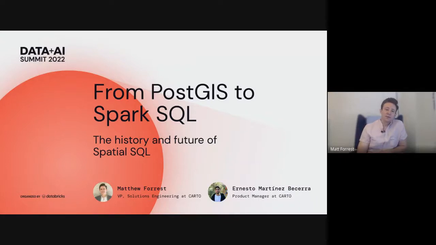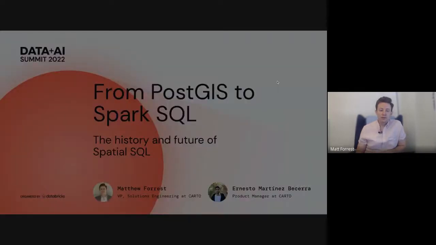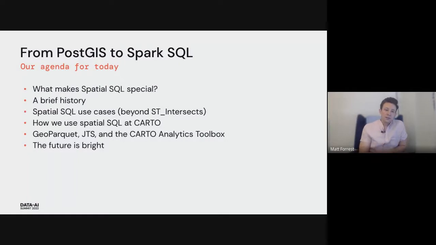Great, and today we're going to talk about the history and future of Spatial SQL from PostGIS to Spark SQL. So just to briefly go over our agenda for today, we're going to talk about what makes Spatial SQL special, go over a brief history of geospatial operations in SQL, talk about some different use cases beyond just ST-intersects, which is probably one of the most common use cases for Spatial SQL. We'll talk about how we use SQL at CARTO, and then some different things we're working on from GeoParquet, JTS, and the CARTO Analytics Toolbox, and ultimately why we believe the future is so bright in this space.